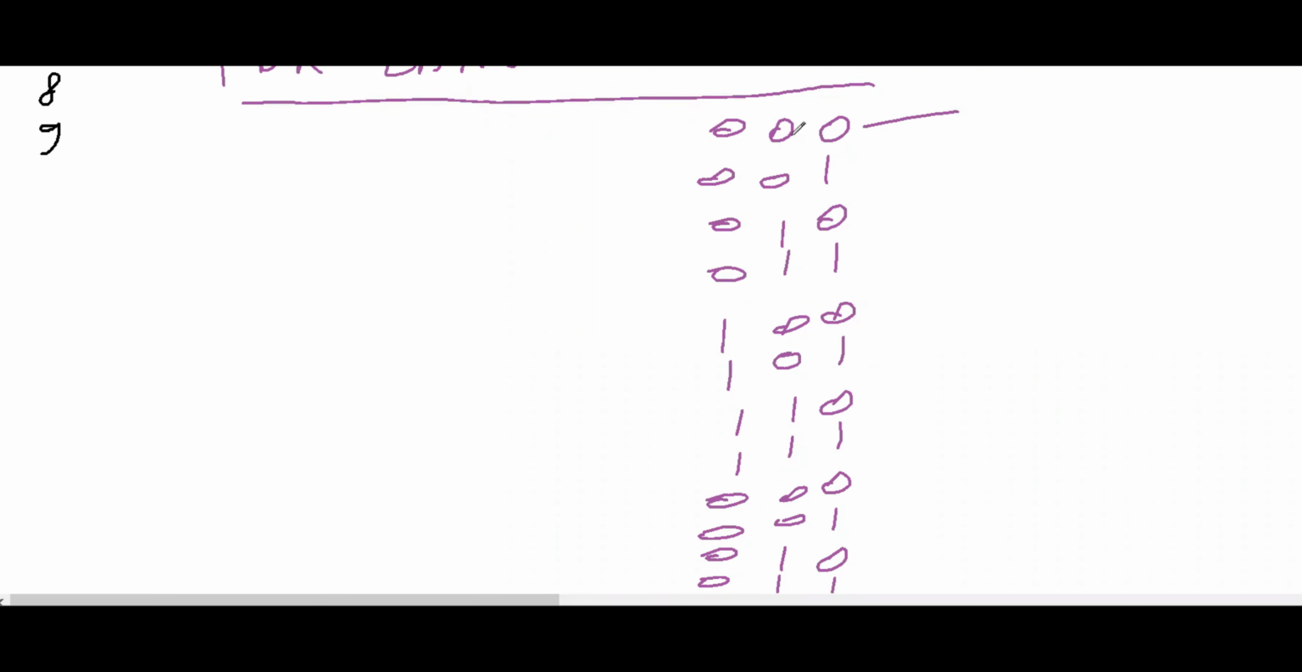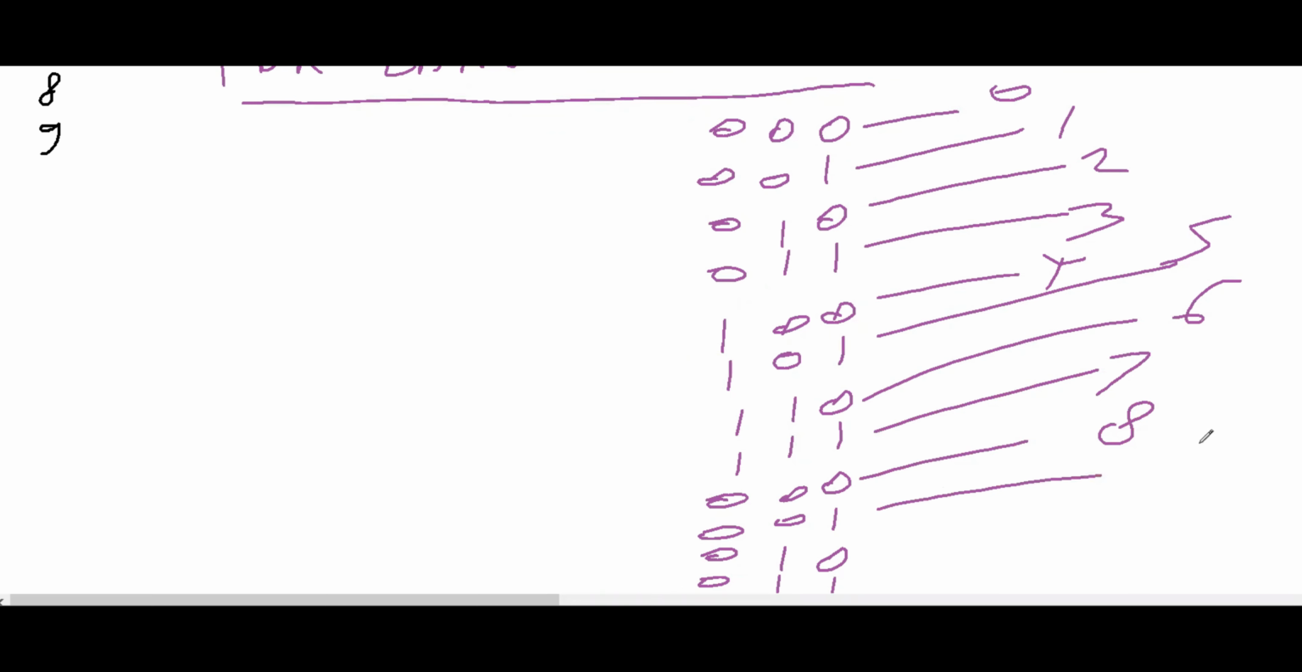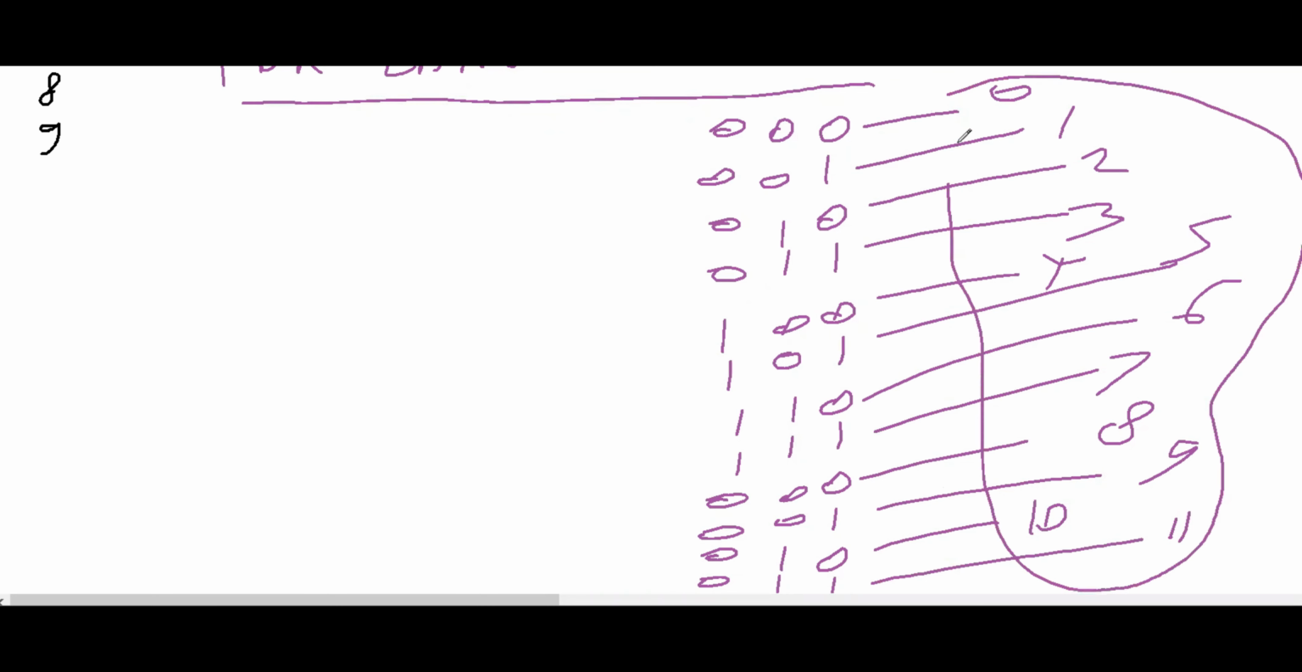Okay, so this 0 0 0 will be 0, this will be 1, this will be 2, this will be 3, this will be 4, this will be 5, this will be 6, this will be 7, this will be 8, this will be 9, this will be 10, and this will be 11. What is this? This is your decimal number. Got it? Okay.